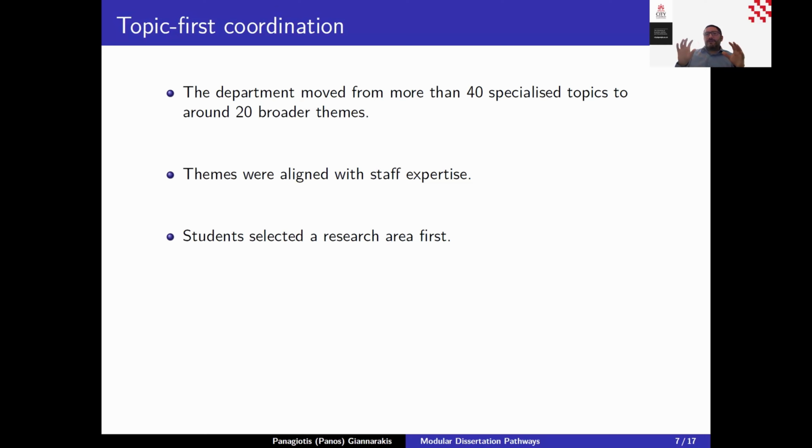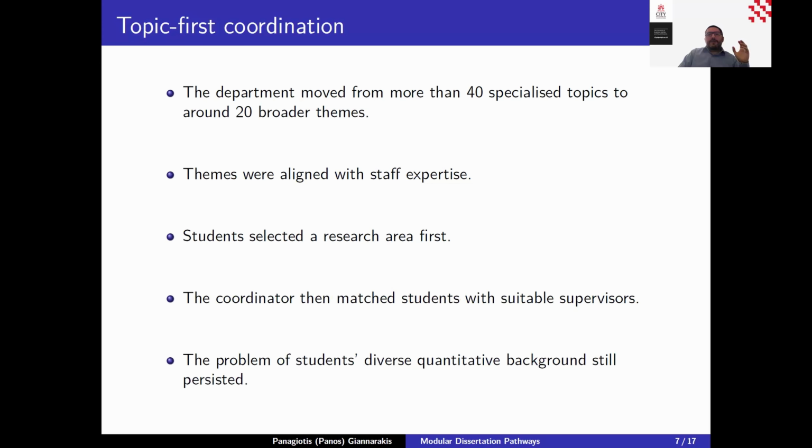So as a department, we decided to move from that model and create around 20 broader themes. I asked staff which 5 or 6 topics they are more comfortable supervising, and then the allocation of students and supervisors was very effective. I received almost no complaints over the years, or very limited complaints. So I think this worked well. However, and here is the innovation.